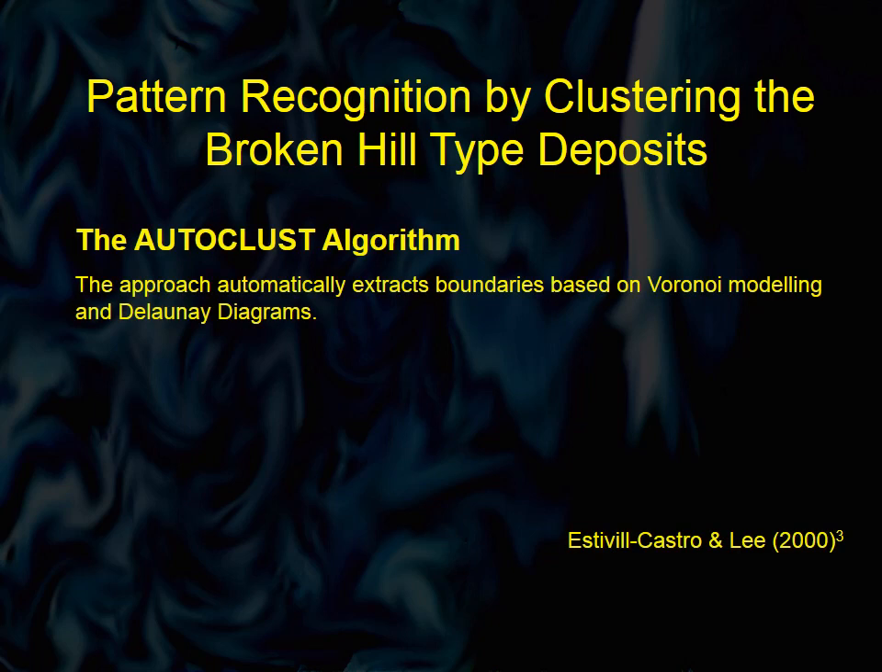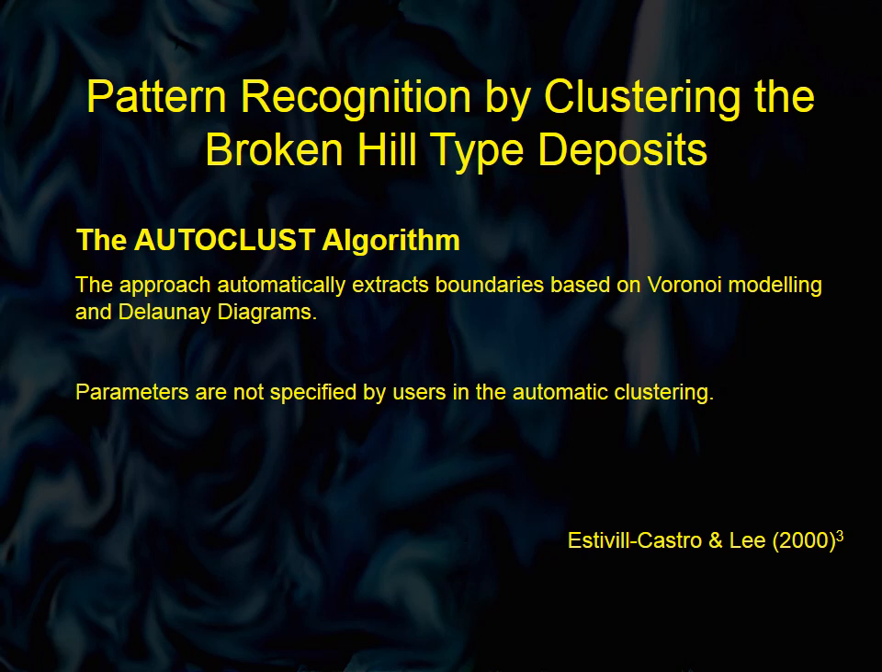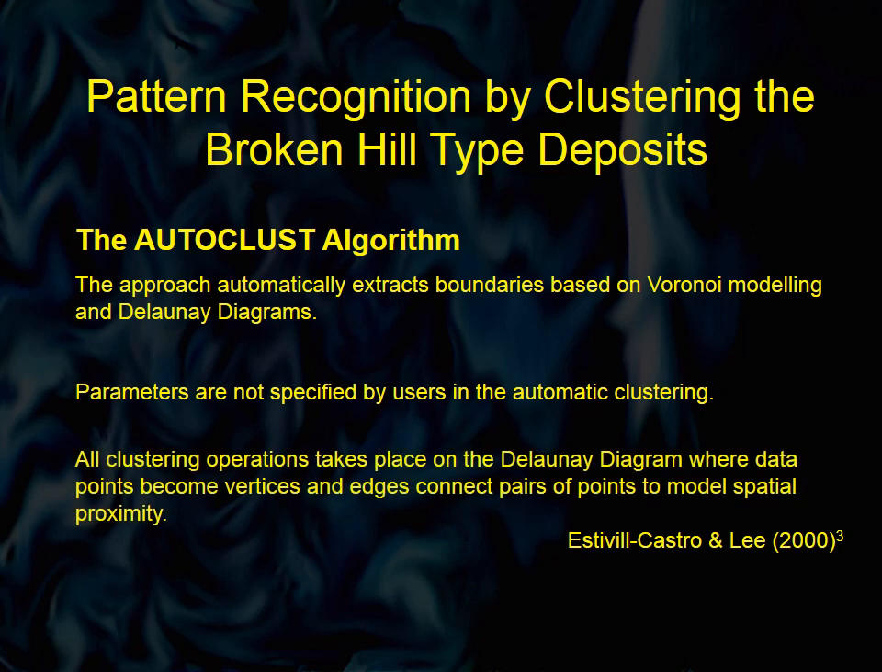The autoclust algorithm allows that clustering to take place through automatically extracting boundaries based on Voronoi and Delaunay diagrams, also known as tessellations. Parameters are not specified by users in the automatic clustering. All clustering operations take place on the Delaunay diagram, where data points become vertices and edges connect pairs of points to model spatial proximity.